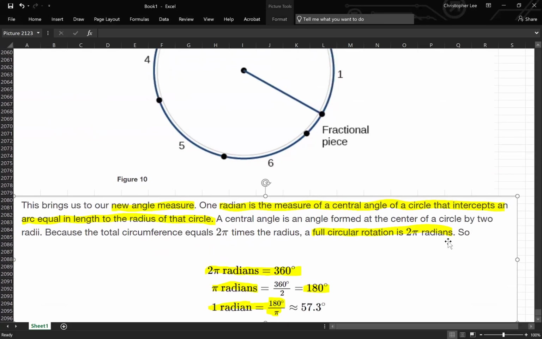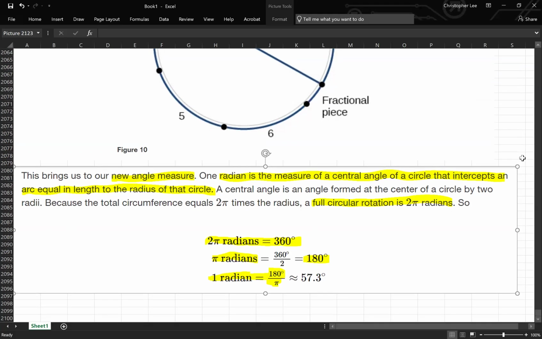To bring us to our new angle measure, 1 radian is the measure of a central angle of a circle that intercepts an arc equal to the length of the radius of that circle. A central angle is an angle formed at the center of the circle by 2 radii, right? Because the total circumference equals 2 pi times the radius, a full circular rotation is 2 pi radians.